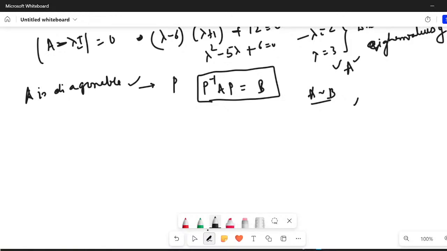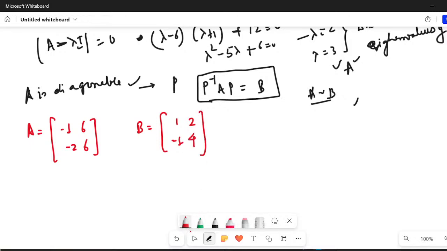Okay. So try to do this question now. Do you think that these two matrices which I'm giving to you, that is matrix A, given by minus 1, 6, minus 2, and 6, and B is given by 1, 2, minus 1, and 4, are they similar to each other?